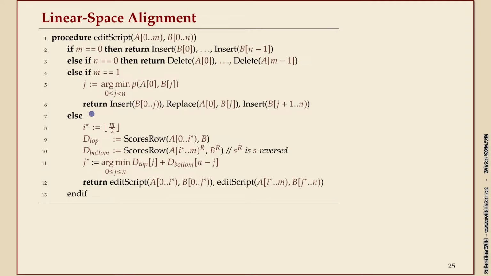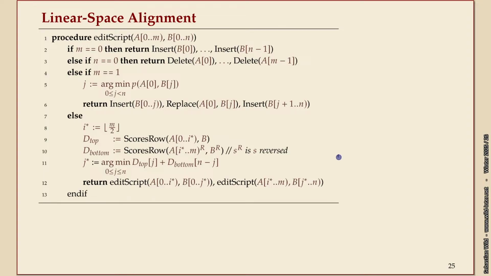The interesting bit is if A has two or more letters, then we can do a recursive call, splitting A in the middle. The scores for the top part we compute with just the standard dynamic programming algorithm we've seen so far. For the bottom part, I'm reversing both strings, and then you have to also keep in mind to reverse the indices. So you want to draw the picture and do it. But conceptually, it's the same thing as the top part. And by just adding those up and finding the best split point, we get our middle point.